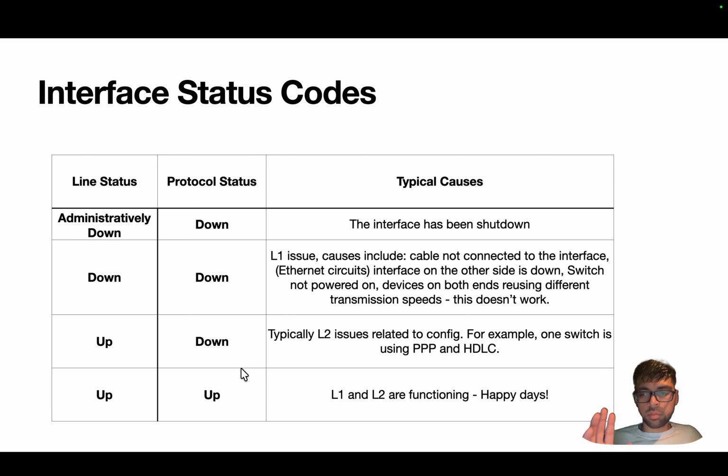But if you have line status up and protocol status up, that means layer 1 and layer 2 are functioning. Happy days. Away you go. You can route packets. Awesome, right? That's great.